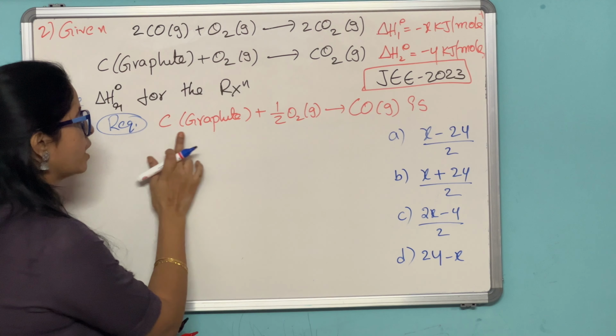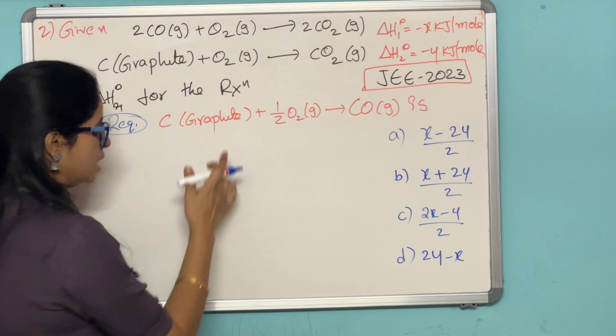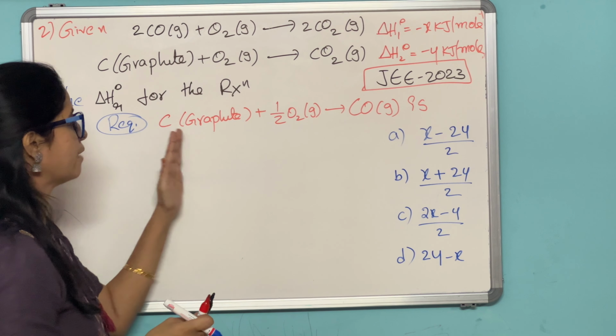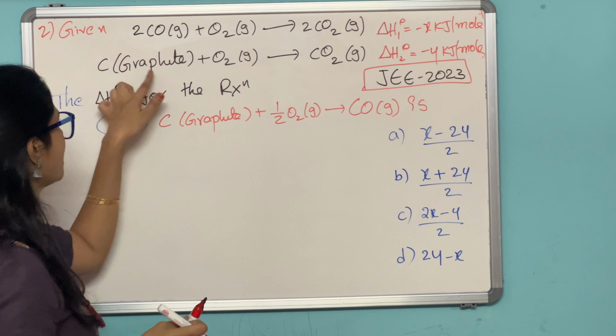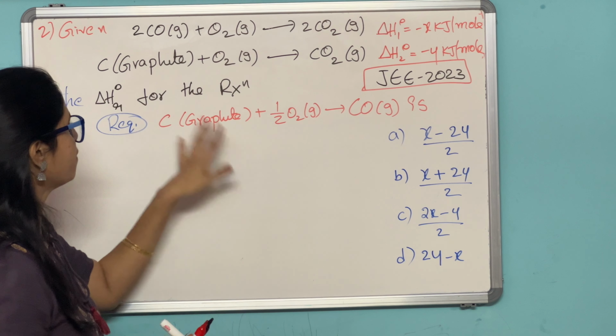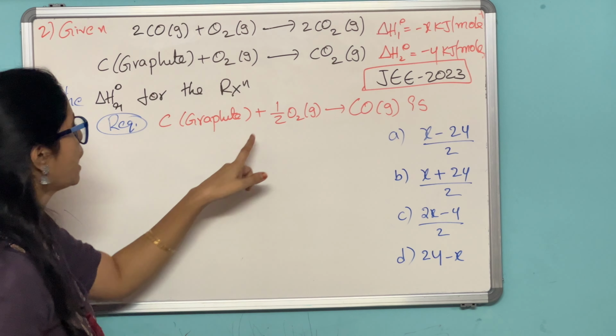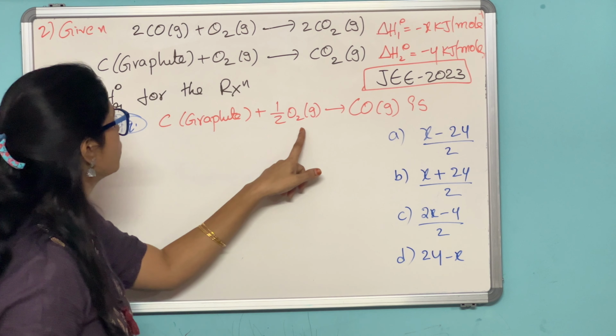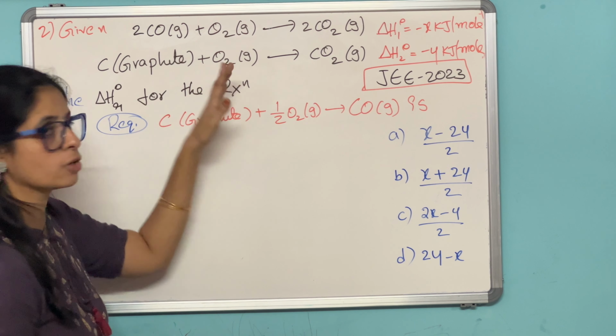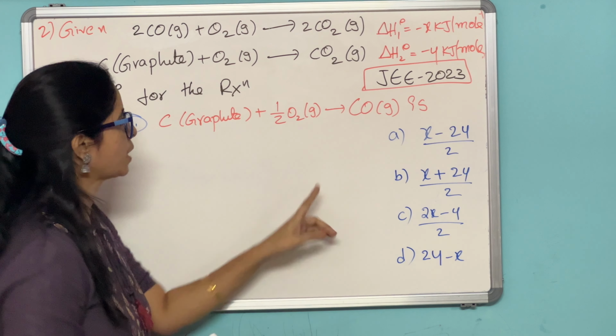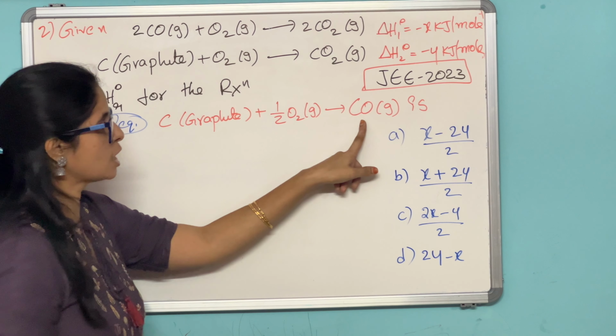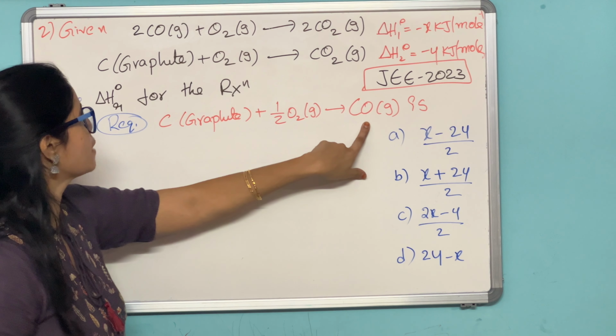So what is our required equation? First look at this required equation, carbon graphite. This is on the left hand side. So in the reaction also this is carbon graphite on the left hand side, no problem. So here it is half O2. Oxygen also on the left hand side, no problem. But here it is CO. Here on the product side CO is there.